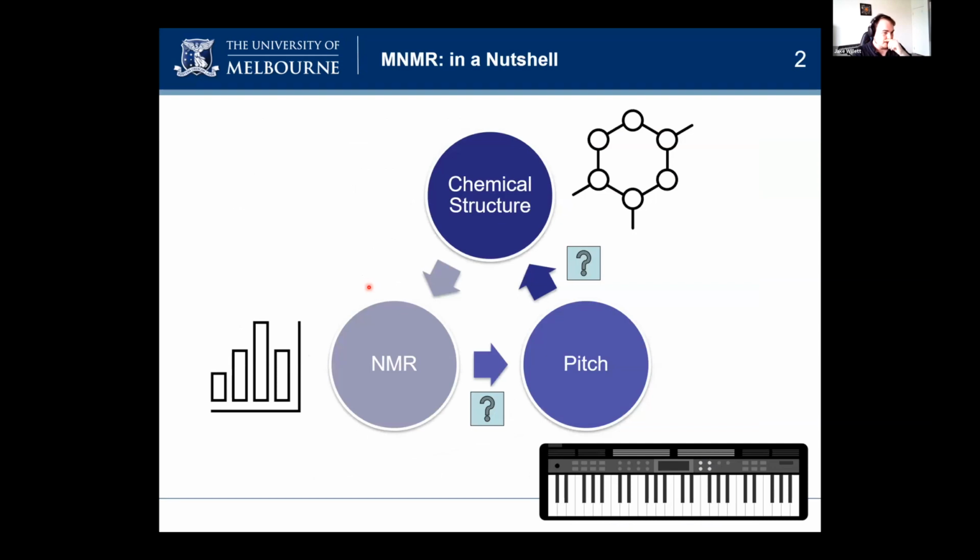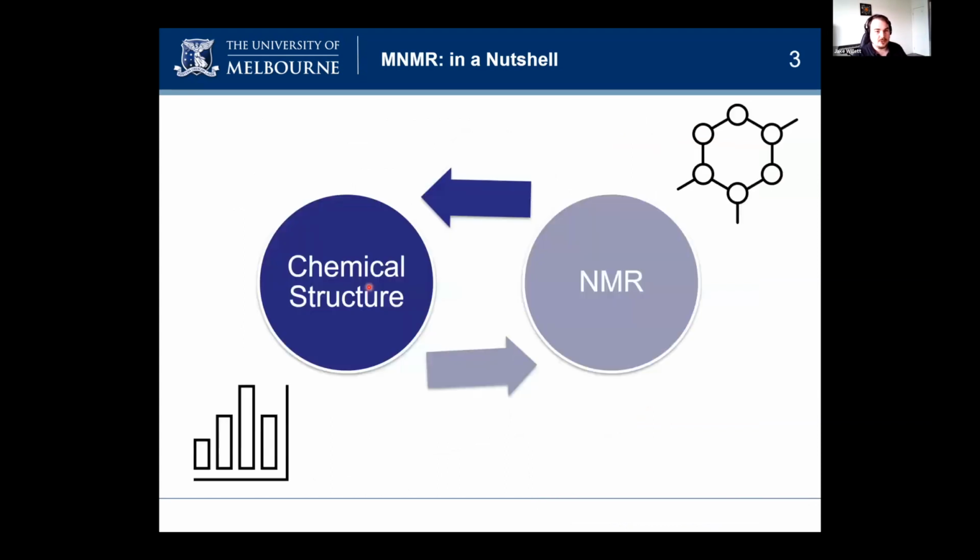So I just wanted to go through a little mind map of the links that we have to make in order to get to the final product. So first thing we're going to talk about is how do we actually get information about molecules using NMR.